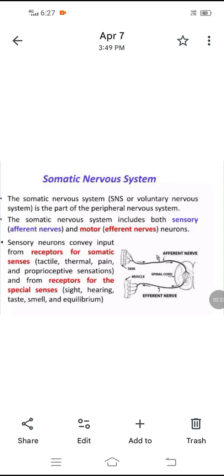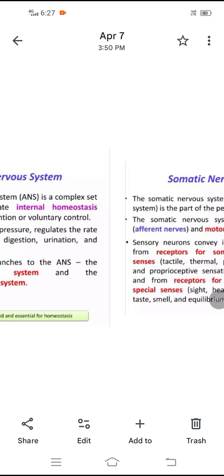Okay. Next we can see the somatic nervous system. The somatic nervous system is always voluntary. Okay, that is voluntary nervous system. It is a part of peripheral nervous system. Under the peripheral nervous system, the somatic nervous system comes. And somatic nervous system includes both sensory, that is afferent nerves, and motor efferent nerves. So sensory neurons convey input from receptors of somatic sensors, tactile, thermal, pain and proprioceptive sensations, and from receptors for the special senses include sight, hearing, taste, smell and equilibrium.